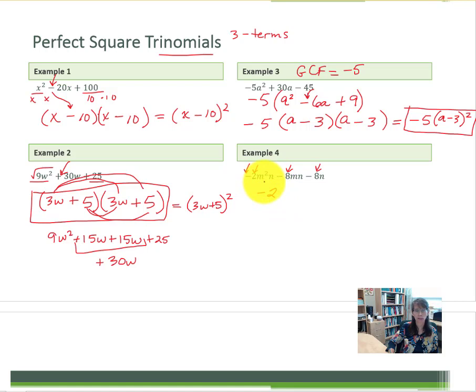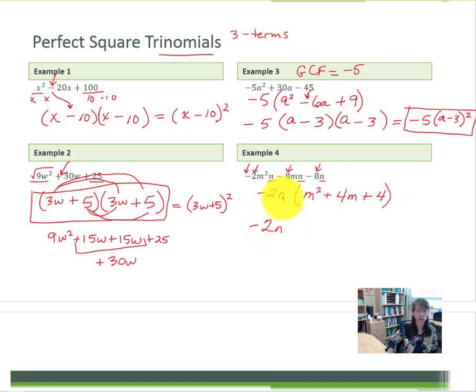Then I'm going to look at the variables. It looks like m appears in only the first two terms. However, n appears in all terms. So n is a part of the greatest common factor. The terms remaining would be m squared plus 4m plus 4. Now maybe what we have here in the parentheses is a perfect square trinomial. M squared is a perfect square. So is 4. So let's try it out.